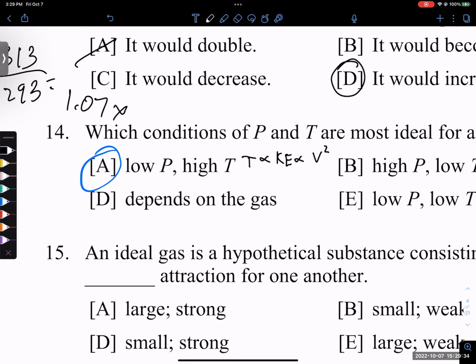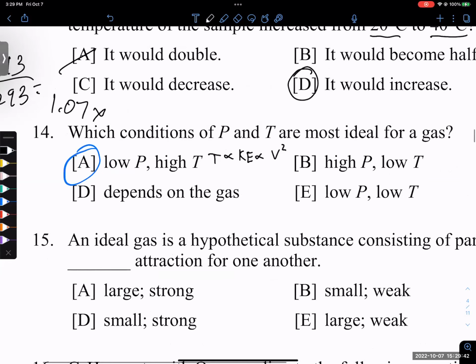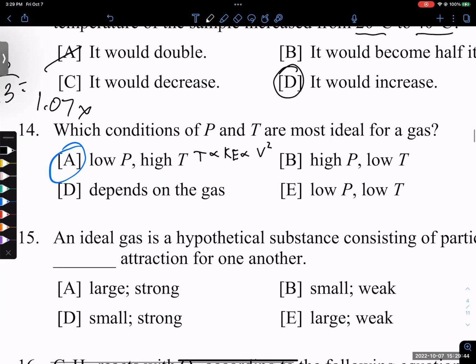Does that make sense? Okay, that makes sense. Yeah, because I wrote that for an ideal gas or an ideal situation for a gas, you want them to have less interaction with each other. Yeah, less interaction, so low pressure, and you want them to be moving very fast. Okay, that makes sense. I was reading it and I was like, that doesn't make any sense. Okay, thank you. That makes sense.